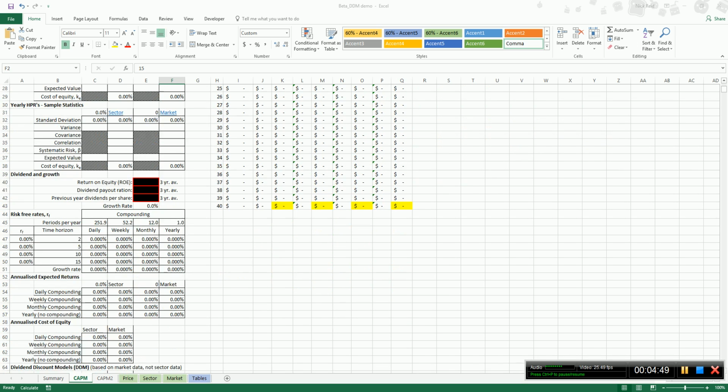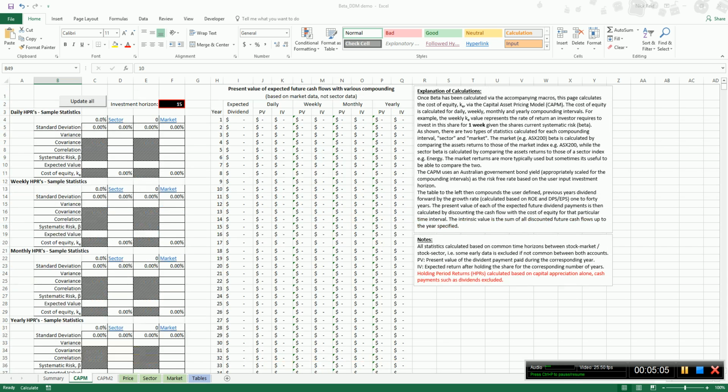So because we're using bond yields, we've either got the options of 2, 5, 10 or 15. So for an investment horizon of more than 15 years, you'll just use 15. For between 5 to 10, you'll probably want to use the 10-year bond yield, and so on.